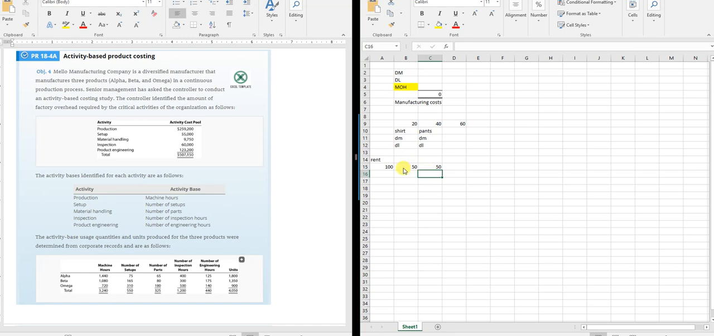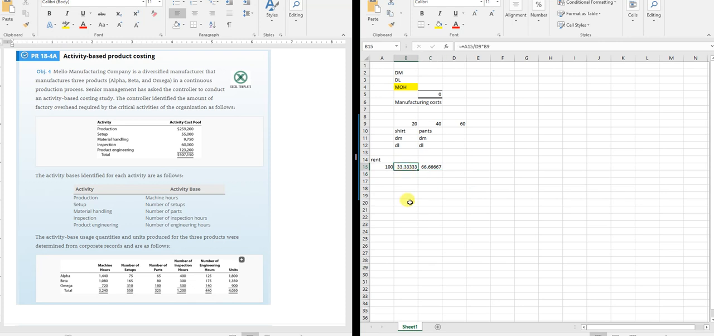Well, notice I could take the $100 of rent divided by the 60 items and multiply it times the 20 of the shirt. So this one's going to get 33% of the cost, and I'm going to have 4/6 go to the pants. That's one way of allocating it.